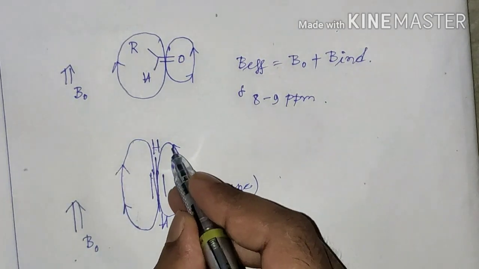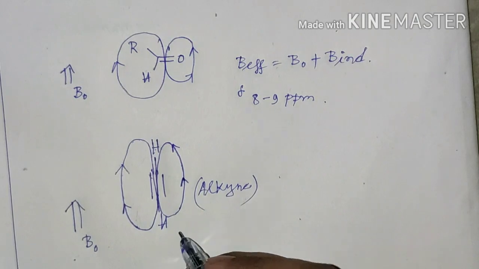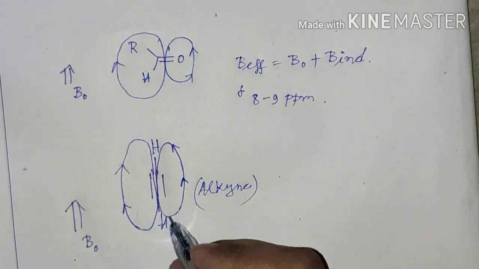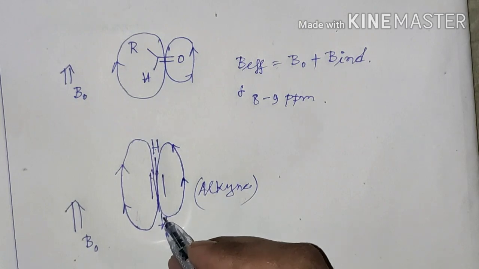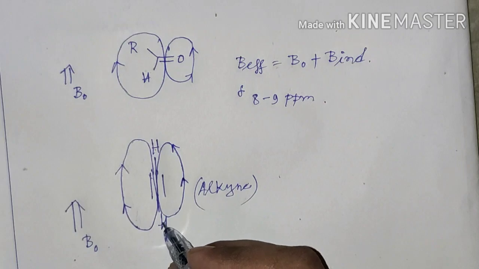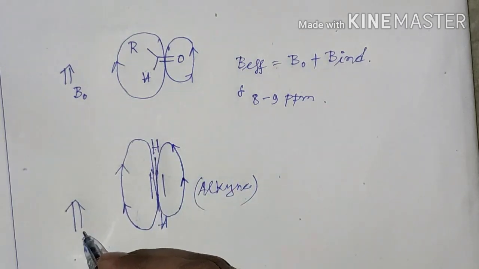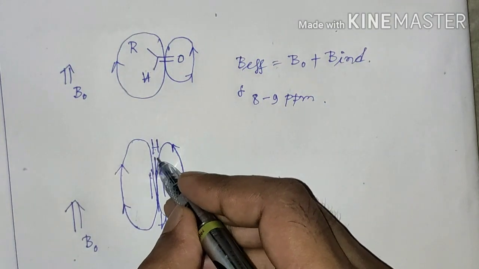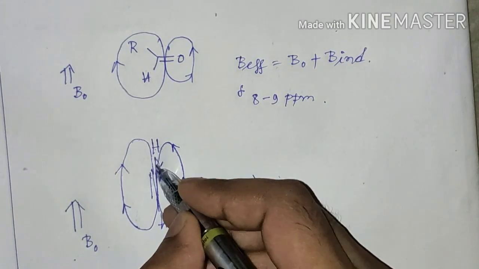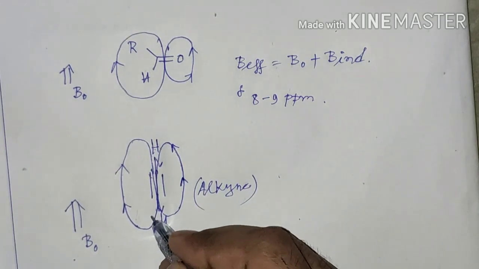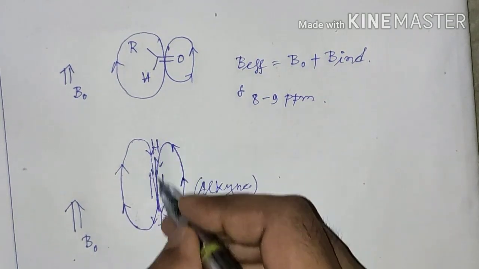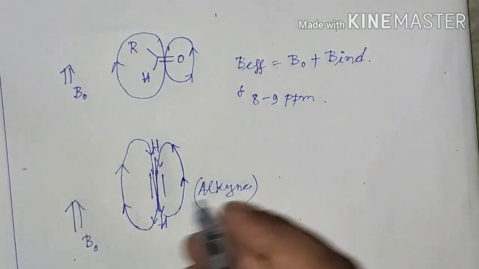Now from the direction of the induced magnetic field, you can see that this alkyne proton will reside in that region for which the direction of the induced magnetic field for these two protons will be in the opposite direction of the applied magnetic field. Since the direction of the induced magnetic field for this proton will be like this, that is opposite to the applied magnetic field.